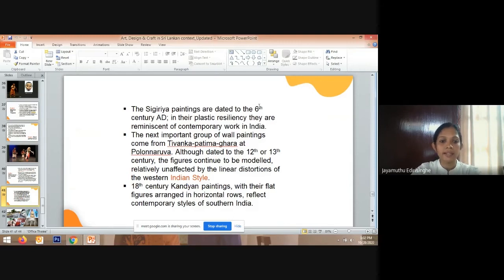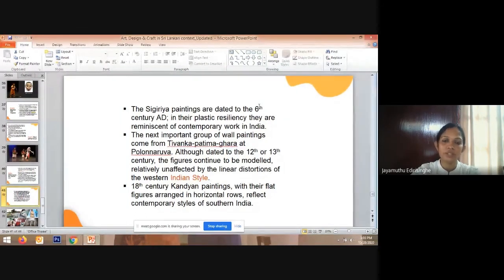And later I discussed Kandyan paintings, which were again in horizontal strips. Those reflect contemporary styles of India in the 18th century. Southern Indian influence is there for Kandyan paintings, right? And again, even the mask culture here is influenced by southern Indian mask performances and traditions.